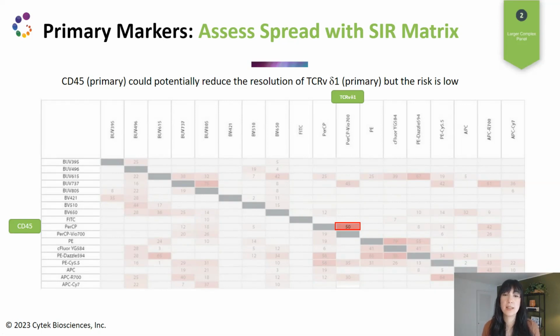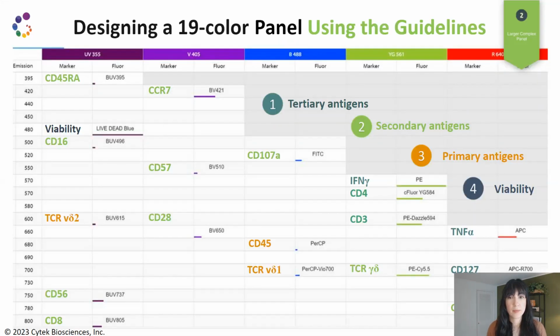So given that, even though it's co-expressed, it's not the highest value, it's 50%, and our marker that's receiving the spread, TCR-V delta 1, is a primary marker. Because there's good separation, it should be able to handle a little bit of spread coming from CD45. Based on these, I'm going to take a chance that I can still resolve TCR-V delta 1. And so I'm going to move on to the next step, which is assigning our viability dye.